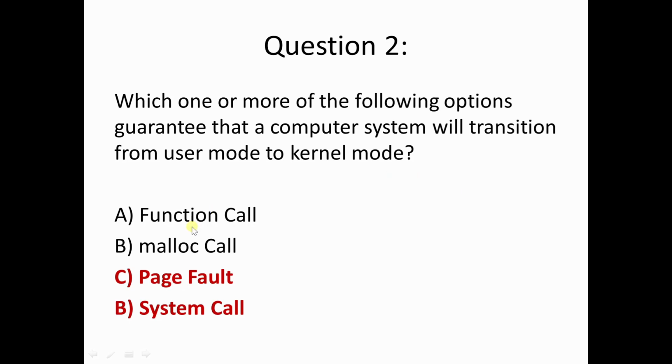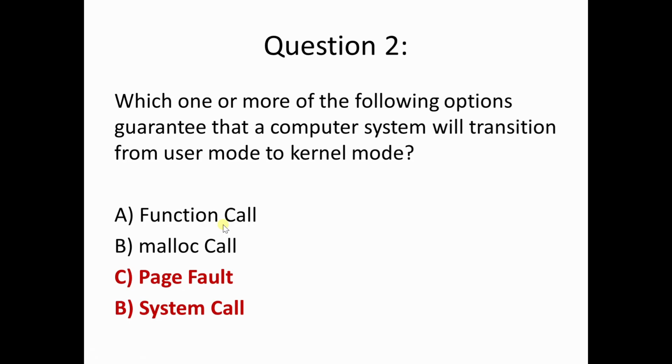When it comes to function call and MLA call, both cannot enable any transition from user mode to kernel mode. Why? Because both function call and MLA call are completely executed. All the operations of function call and MLA call will be executed only inside the user mode. So there is no need of kernel mode and no need of transition from user mode to kernel mode.